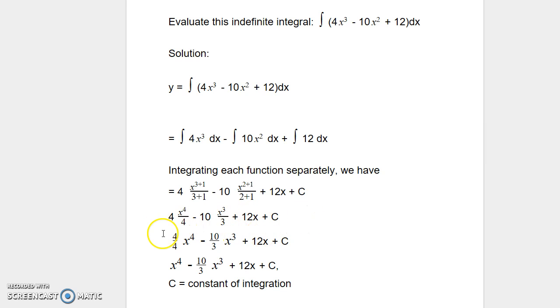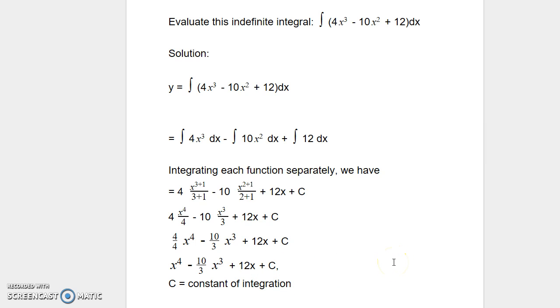Now we can simplify this some more. We can write this part of the solution as shown in the next step: 4 divided by 4 x to the power of 4 minus 10 divided by 3 x to the power of 3 plus 12x plus c. 4 divided by 4 is 1. 1x to the power of 4 or x to the power of 4 means the same thing. Minus 10 over 3 x cubed plus 12x plus c, where c is a constant of integration.